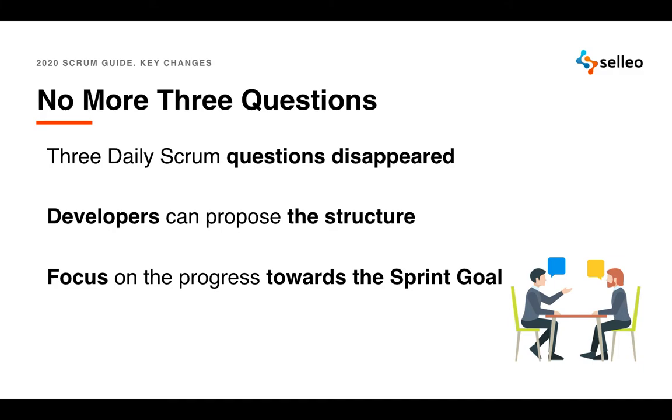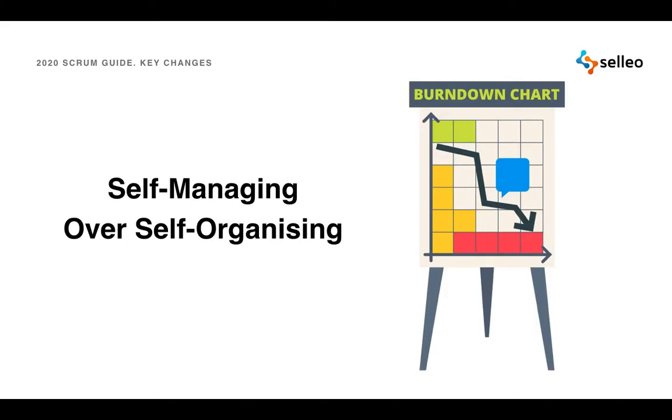The motivation behind that is to keep the framework open and less prescriptive. It means that developers can propose any structure they want, provided that it focuses on the progress towards the sprint goal and produces a plan for the day.